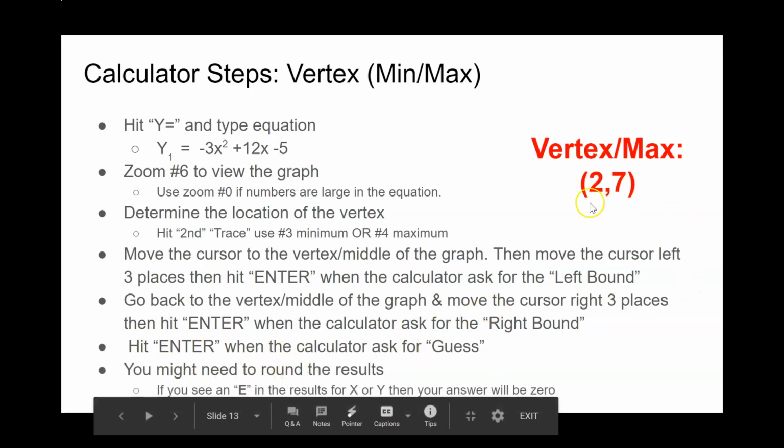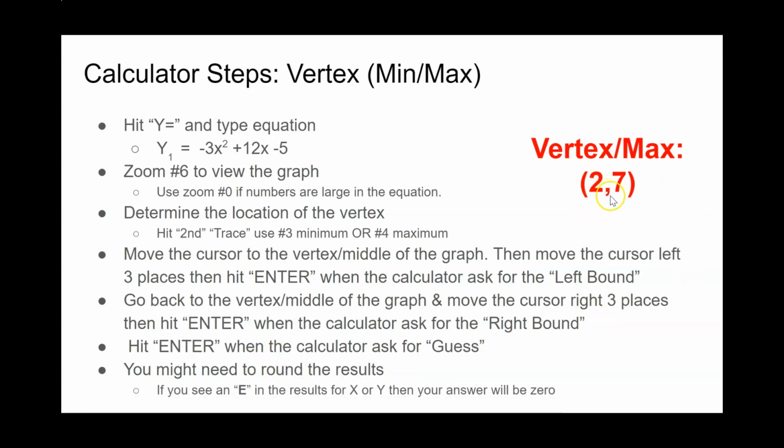And this is what your answer should be: 2, comma 7. Now it probably won't say exactly 2. They probably have some decimals, but if you round the number in the answer in your calculator, you should get 2 comma 7 for the vertex. So at 2, there is going to be a minimum.